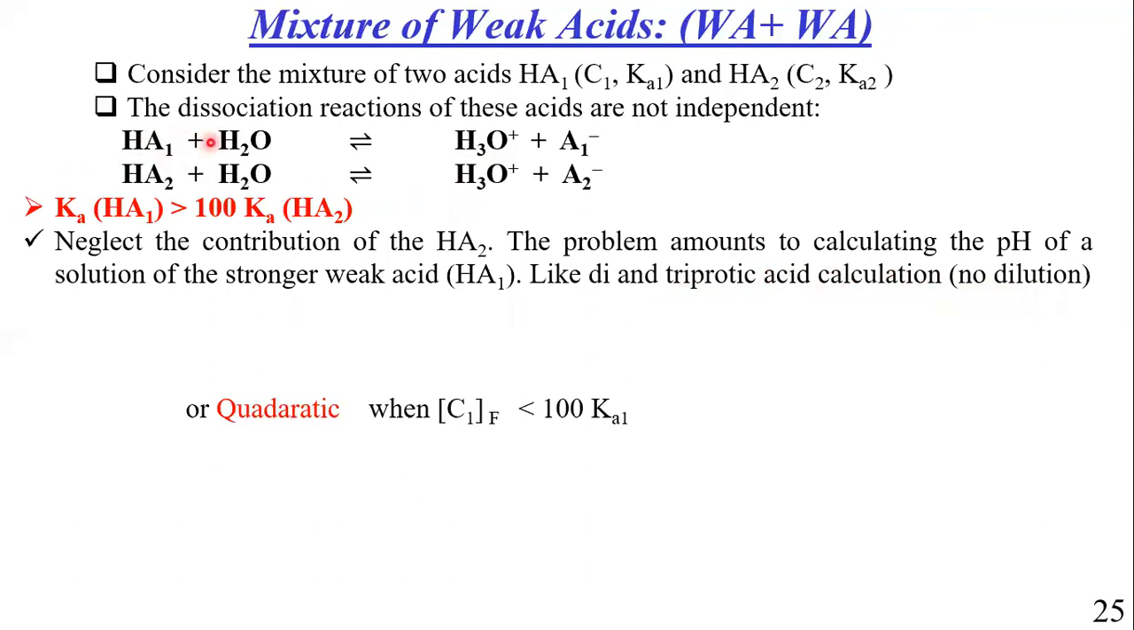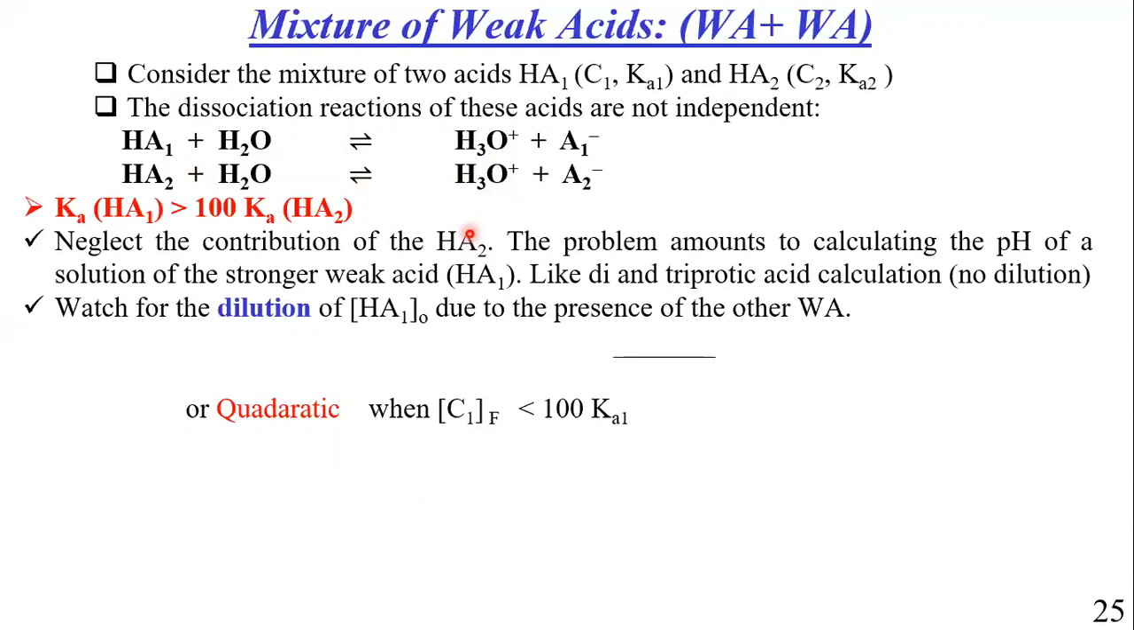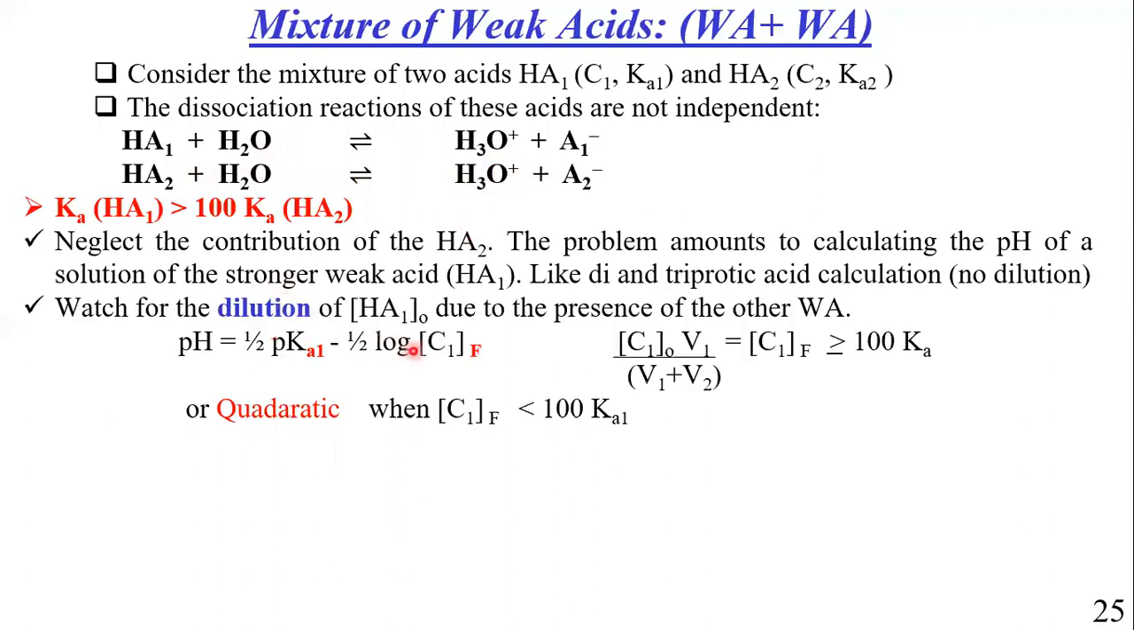Okay, so let's say we considered only the first equation to calculate H3O+, because now the second equation is negligible for H3O+ calculation. But we have to watch out for dilution. What does that mean? That means if indeed the concentration of this acid HA1 is greater than 100 Ka, what concentration am I looking at? I'm looking at the diluted concentration. So you have to do a dilution first for this concentration. Get the new one, which is the old concentration initial times the volume divided by total volume of solution.